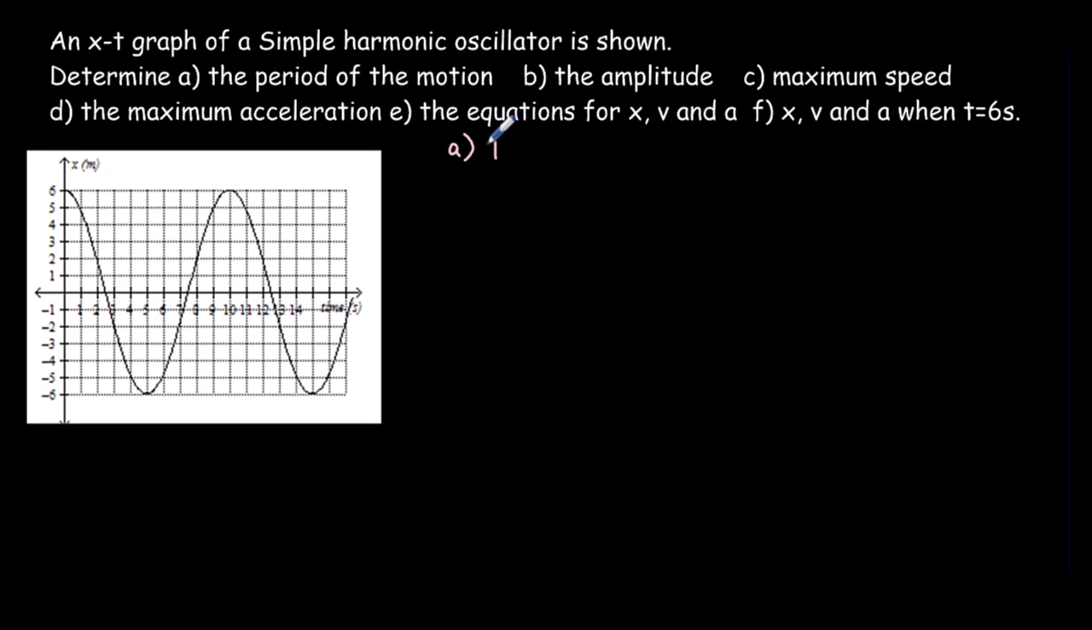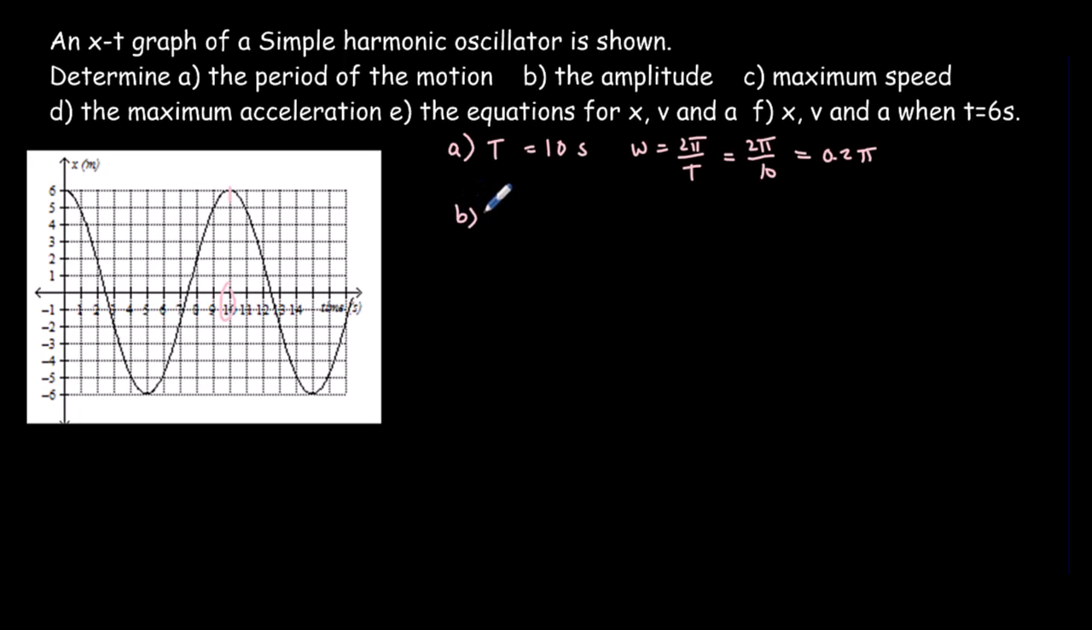So the period is simply going to be the time to reach that crest again, so that's going to be 10 seconds. And since we've got the period, we might as well get the angular frequency as well. That's 2 pi divided by the period, or 2 pi over 10, which is 0.2 times pi.